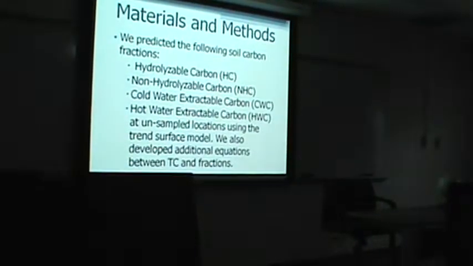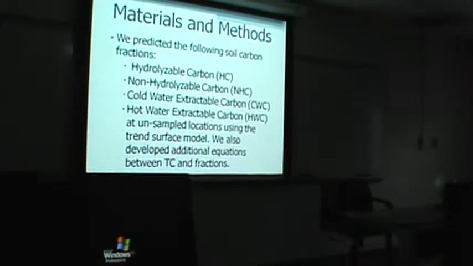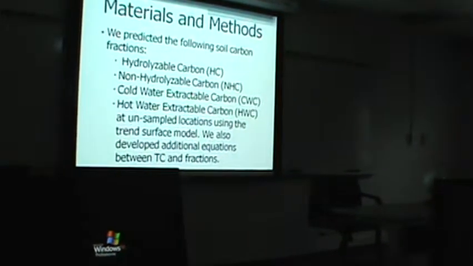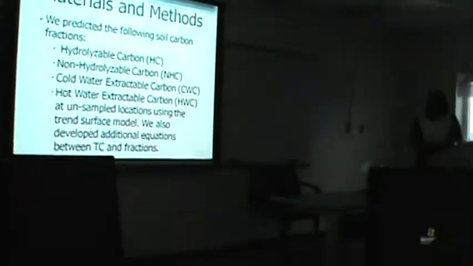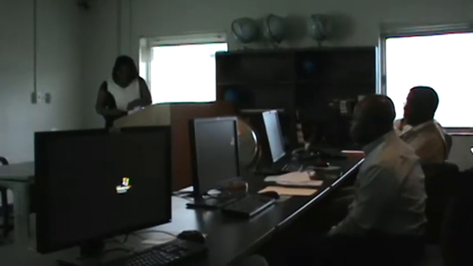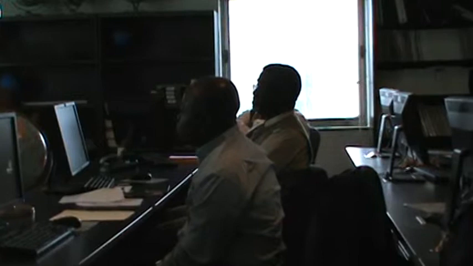We predicted the following soil carbon fractions: hydrolyzable carbon, non-hydrolyzable carbon, cold water extractable carbon, and hot water extractable carbon, at unsampled locations using the trend surface model. We also developed additional equations between total carbon and its fractions. The trend surface model approximates points having known values with a polynomial equation. The equation can be used to estimate values at other points.